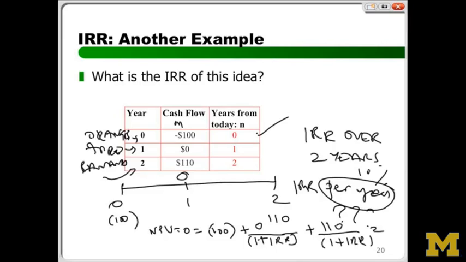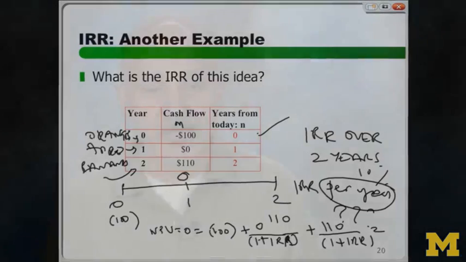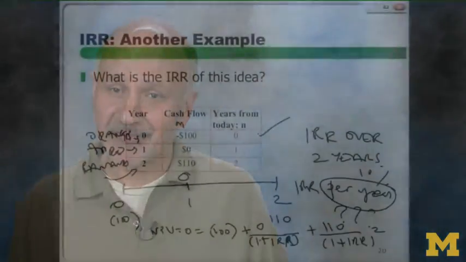Quick question. How many unknowns in this equation? 0 equals negative 100 plus 0 over 1 plus IRR plus 110 over 1 plus IRR squared. How many unknowns? 1, which is IRR. What's the problem? It's not easy to calculate.